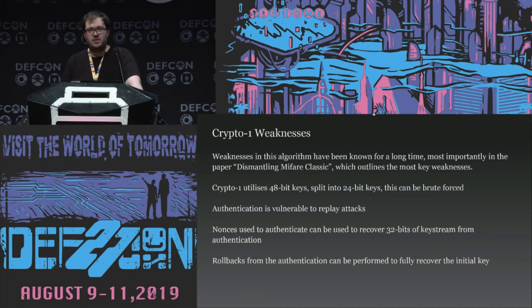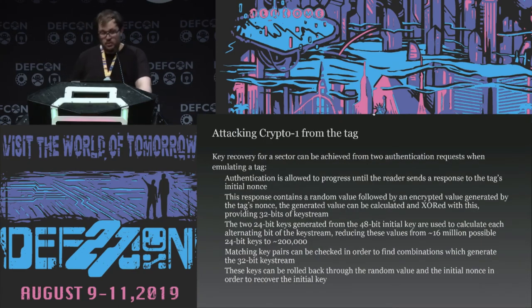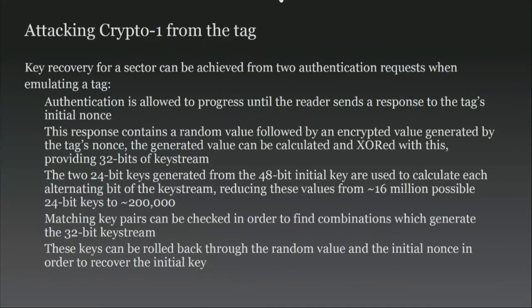It's vulnerable to replay attacks. If the same requests are made from the reader, you can respond to them in the same way. But there are weaknesses in the nonce authentication mechanism that allows you to recover 32 bits of the key stream and use that key stream to generate the keys eventually. So key recovery for a sector can be achieved basically by allowing the authentication to get to the point where the reader has sent its response to the nonce during the authentication. You then take this value and generate that encrypted value yourself because you know what the nonce is and you know the amount of cycles you need to go through the PRNG, XOR it with the values being sent by the reader, and this allows you to have this key stream you can work with.